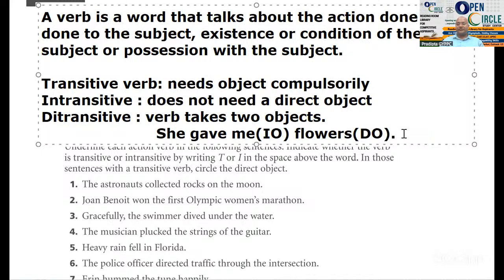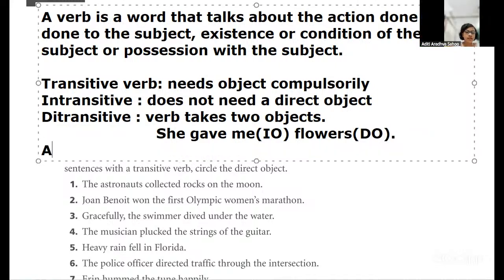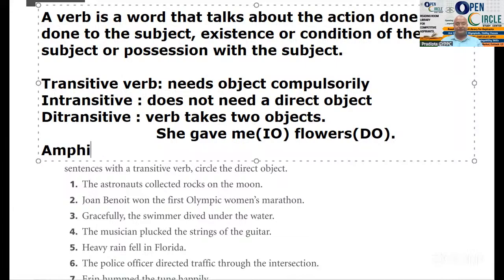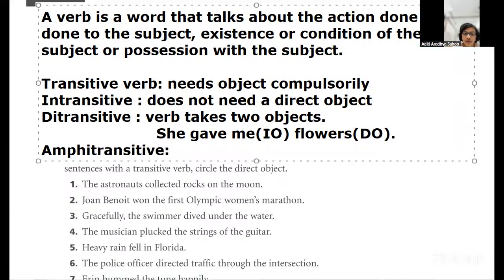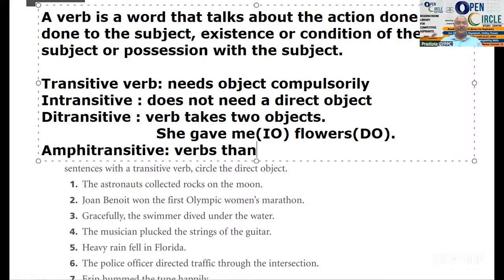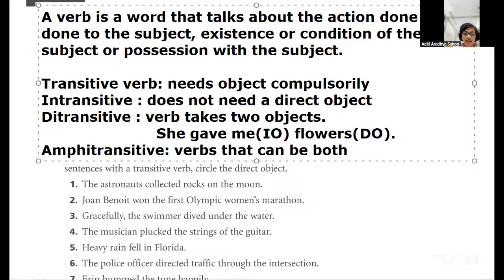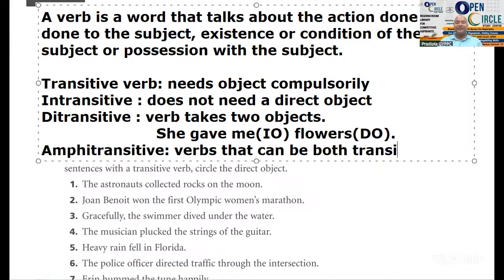What else did I teach? Sir, ambitransitive. What are they? Ambitransitive verbs are verbs that can be both transitive and intransitive. Most of the time in the exams, you will get this type of question: whether it is transitive or intransitive, identify.